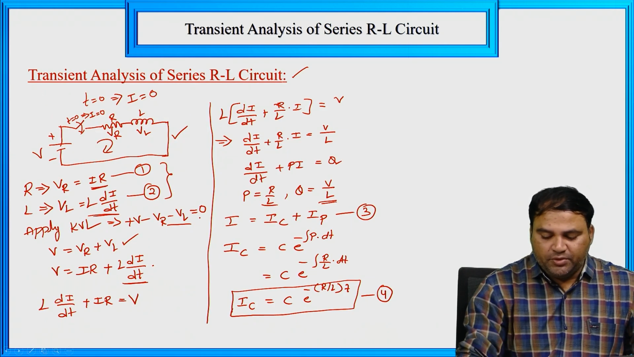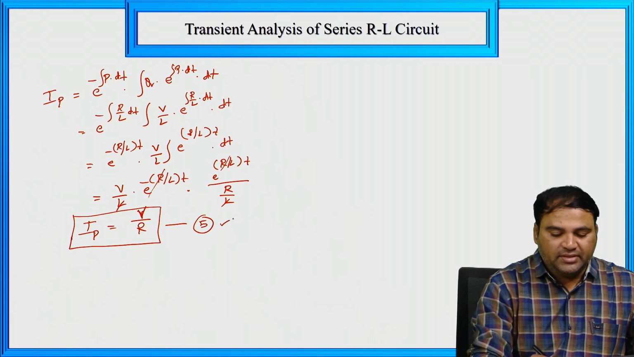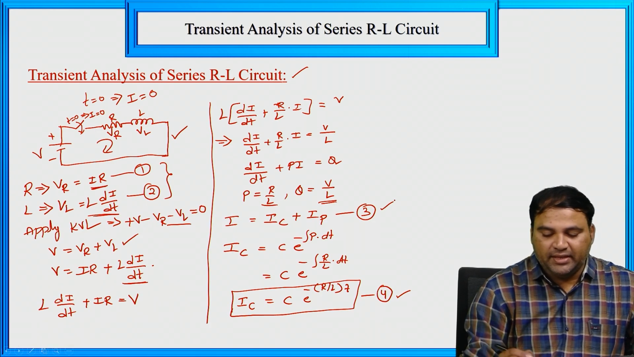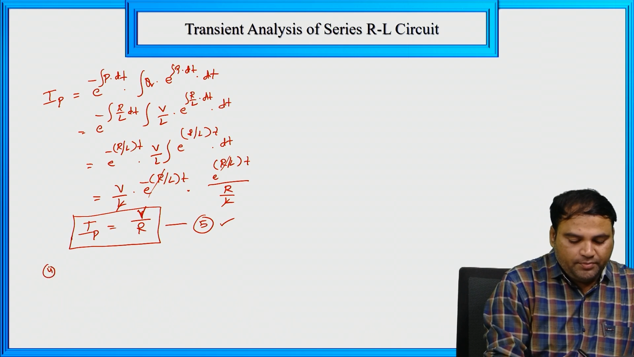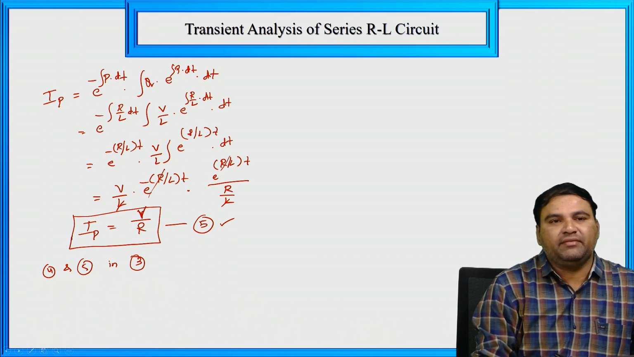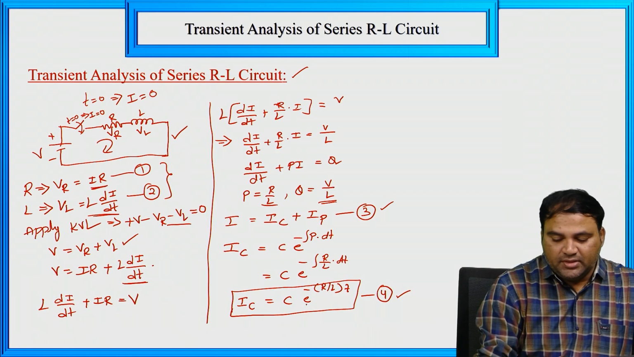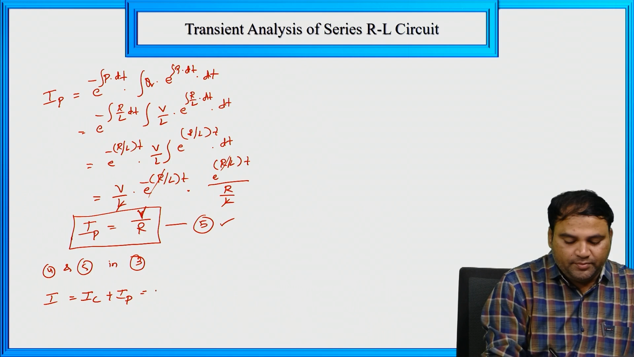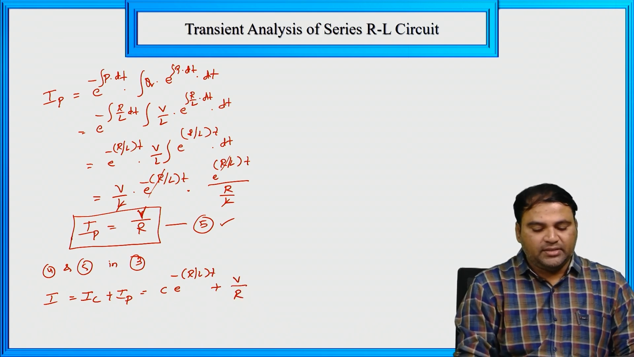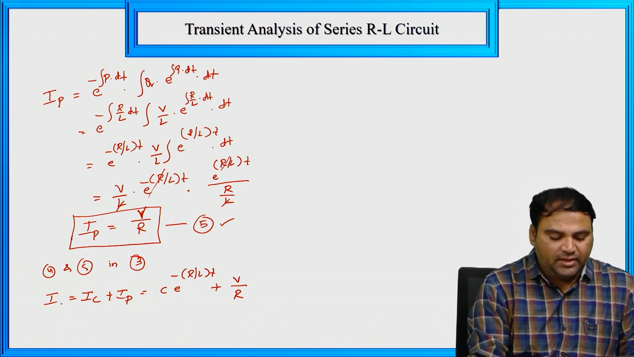Now substitute equation number 4 and equation number 5 in equation number 3. So what is equation number 3? I equal to IC plus IP. So what is IC here? C into e power minus R by L t. So I equals C into e power minus R by L t plus V divided by R, where the IP value is V divided by R. So this is the current equation.